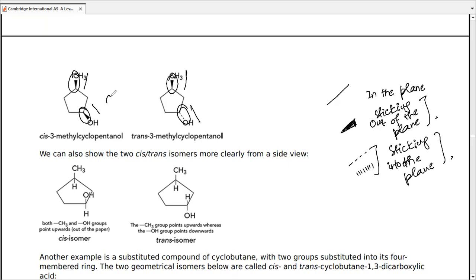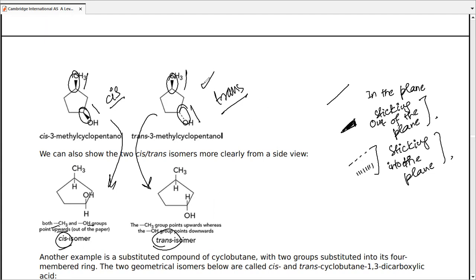Cis, trans. This one's cis because both of them are the same, this one's trans. How can we further explain it? He has taken the exact same structures over here. Now, both CH3 and OH point upwards out of the paper. And here both CH3 points upwards, whereas OH points downwards, which means one of them, CH3, is out of the paper, and one of them, OH, is into the paper. Hence, cis-trans. One of them is cis, one of them is trans. I hope you get the point. Are we clear?